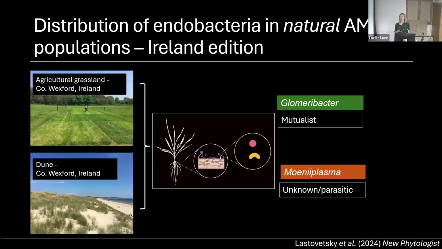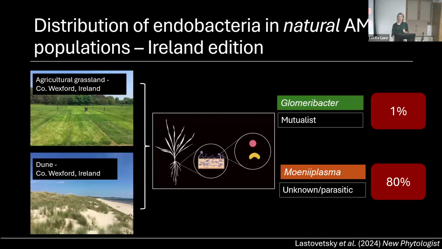After my PhD, I moved back to Ireland, and I wanted to continue characterizing the distribution of these endobacteria in natural AMF populations. So we went out and sampled two different sites in Ireland. One was again a natural dune ecosystem, and another was a nearby agricultural grassland. Both were located on the east coast of Ireland. At first, we did the same thing. We extracted spores directly from the soil, surface sterilized them, and then screened them for Glomeribacter and Moyiniplasma.